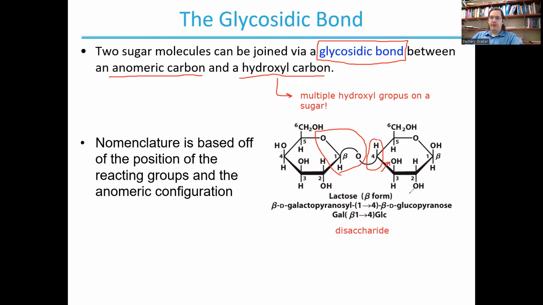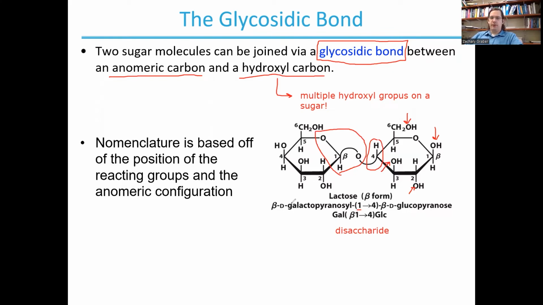We could attach the alcohol at the third carbon. We have one at the second carbon. We have, of course, our anomeric hydroxyl group on the first carbon, and we also have our OH hydroxyl group on the sixth carbon. So in order to indicate where our bond is forming, we're going to use a nomenclature to indicate the positions of our reacting groups.